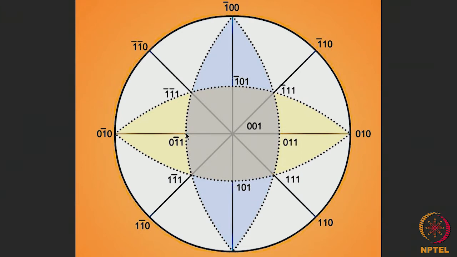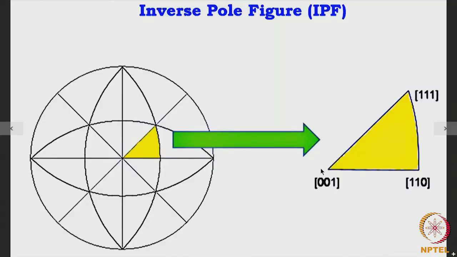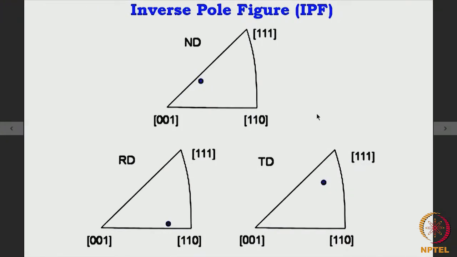So in the inverse pole figure method, we choose a particular triangle here. As we have seen, this is a 001, this is 110, and this is the 111. So this is the unit triangle. Now what we do in the inverse pole figure method is plot the frequency of a particular direction of the sample within this space. Say, for example, we talk about a sheet material, we talk about one grain, and say the normal direction. We plot the location of the normal direction by a point over here. Similarly, in a sheet material you have got the rolling direction. Say the rolling direction is plotted as a point over here in another unit triangle, and then comes the transverse direction, which is plotted as a point over here.